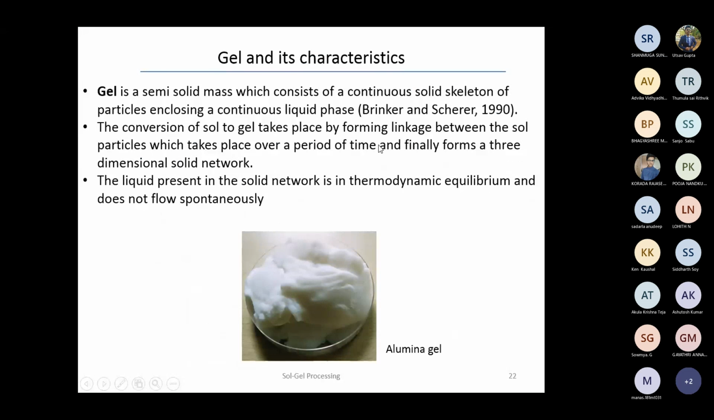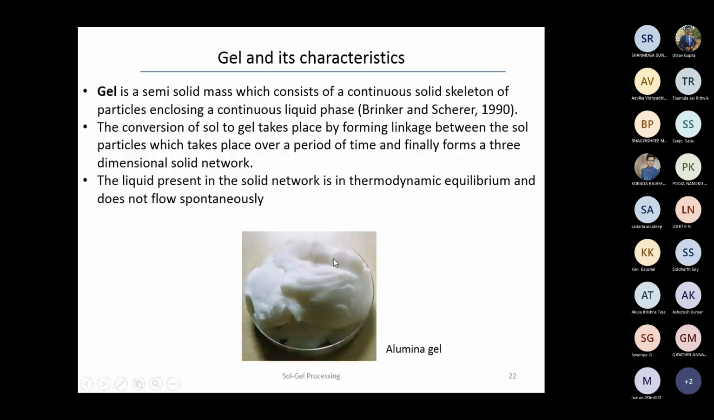And now come to the gel and its characteristics. A gel is a semi-solid mass which consists of a continuous solid skeleton or particle network enclosing a continuous liquid phase. You can see that this is a gel, and this conversion of sol to gel takes place by forming linkages between the sol particles over a period of time, and finally forms a three-dimensional solid network. The liquid present in the solid network is in thermodynamic equilibrium and does not flow spontaneously.